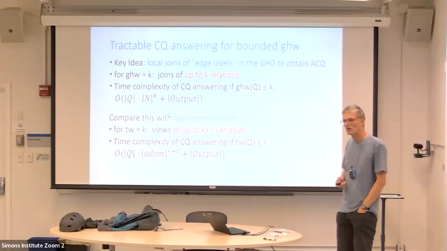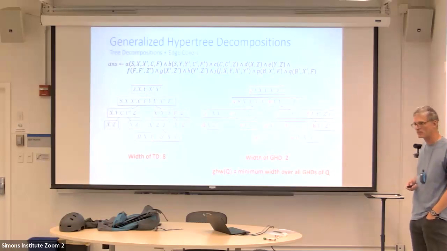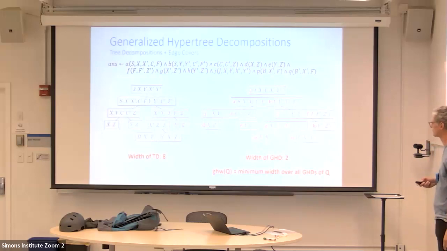Yes. Can you go back one slide, please? So when you compute the join of the lambda edges, do you project on the variables that occur only in the... Yes, you have to project to these variables. That's important, you know, because sometimes you would violate the connectedness condition if you have the full relation there.